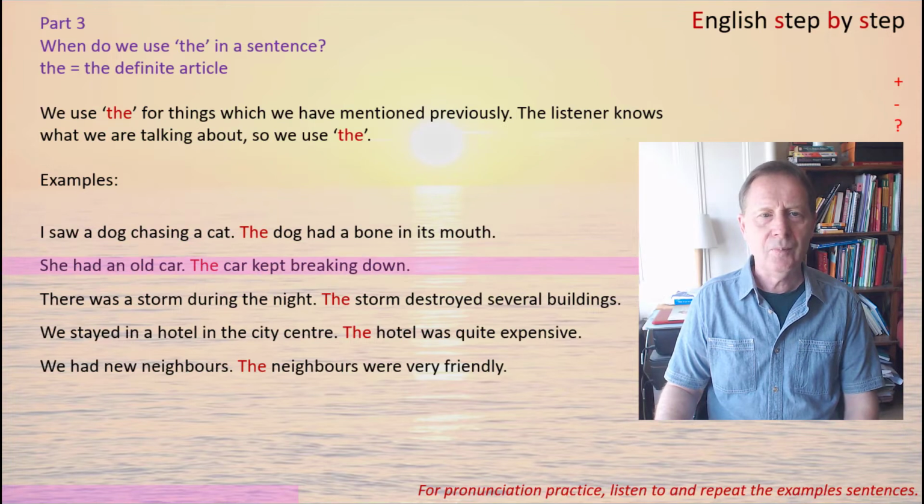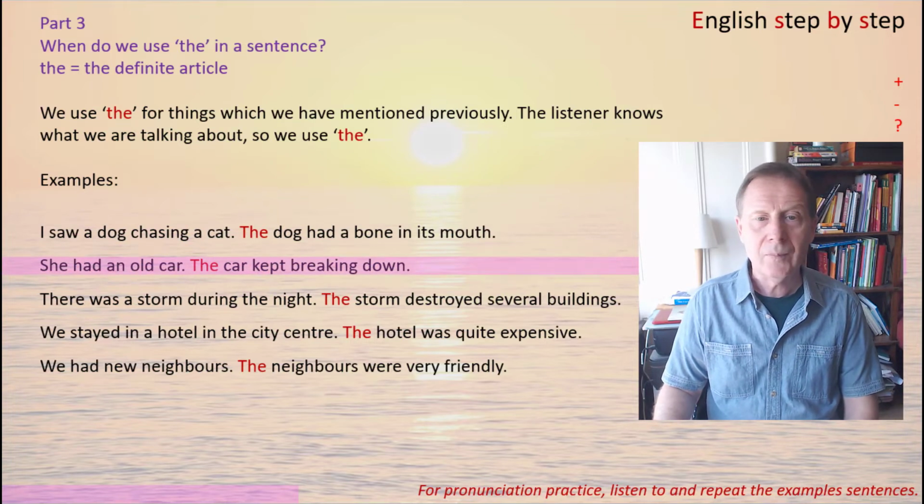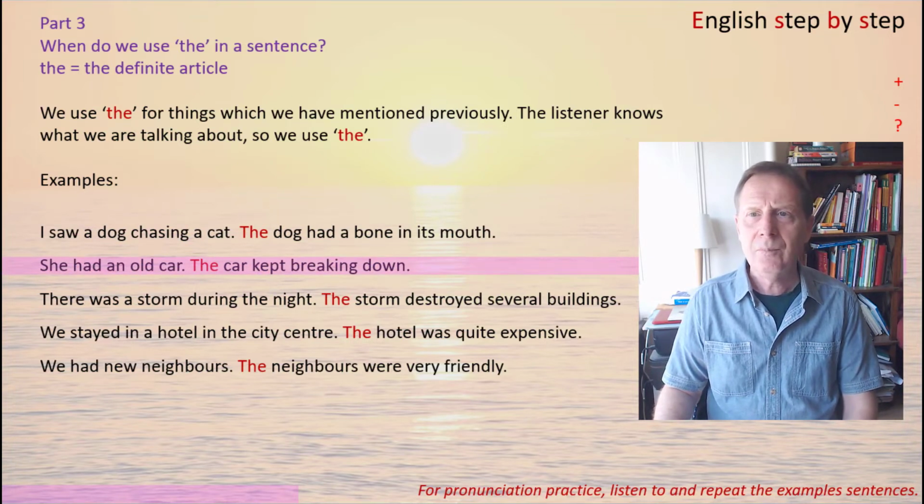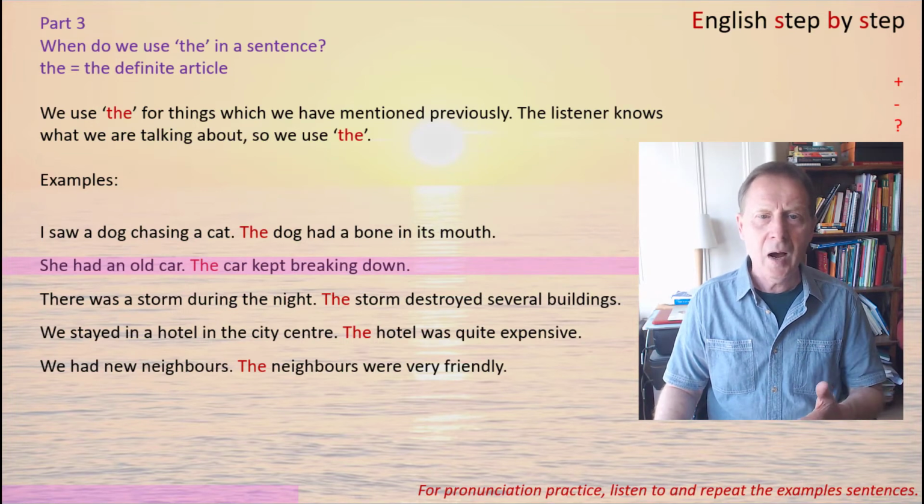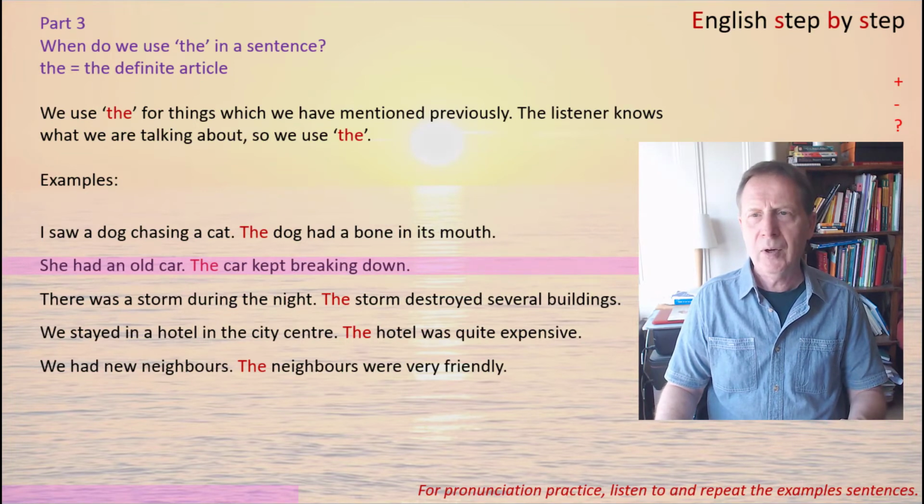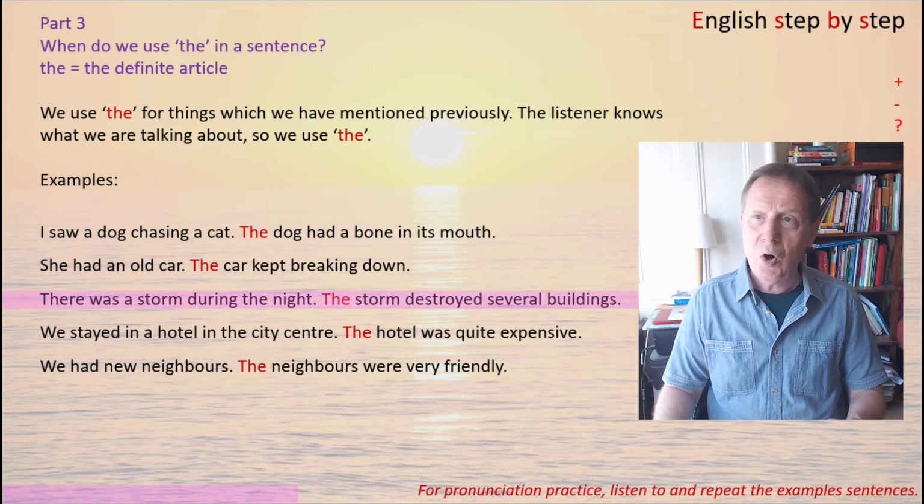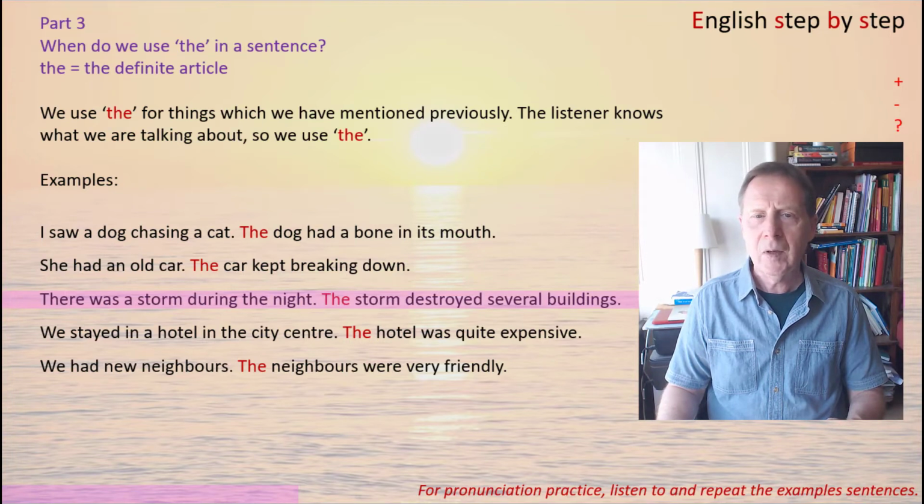Number 2. She had an old car. The car kept breaking down. Again, the car, because you've mentioned the car previously. Next example. There was a storm during the night. The storm destroyed several buildings. Well, in the second sentence, you're talking about the storm you mentioned in the first sentence.